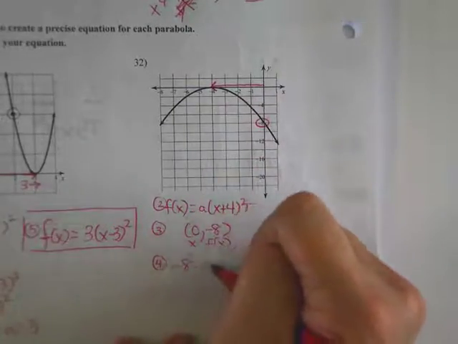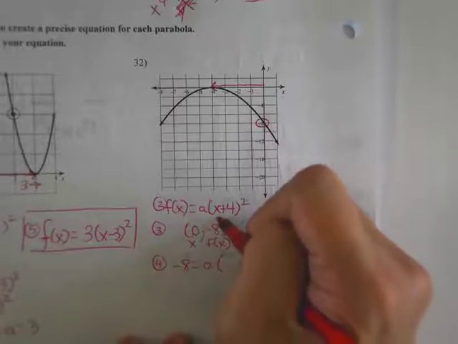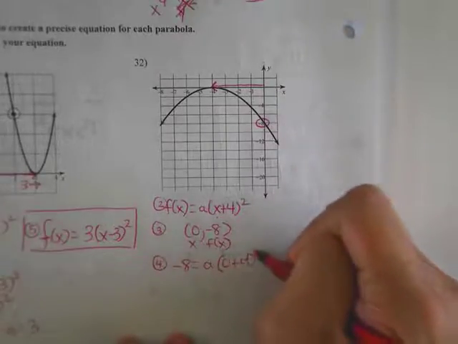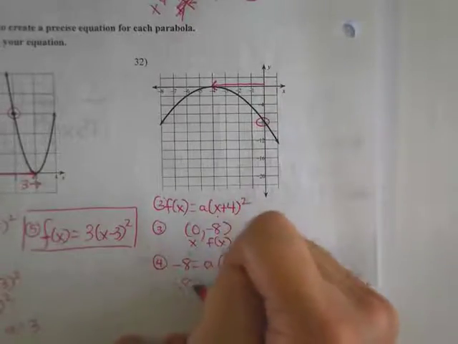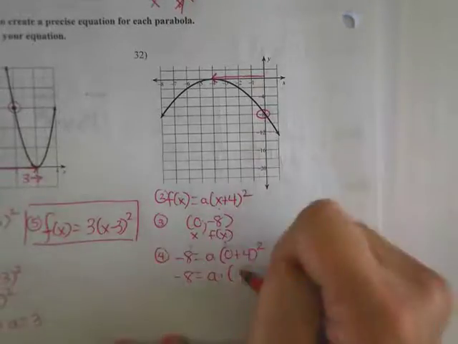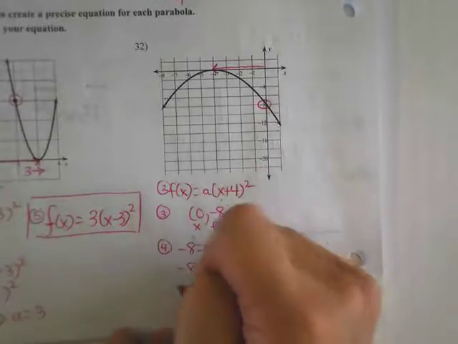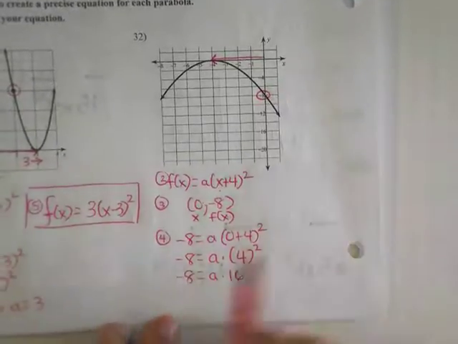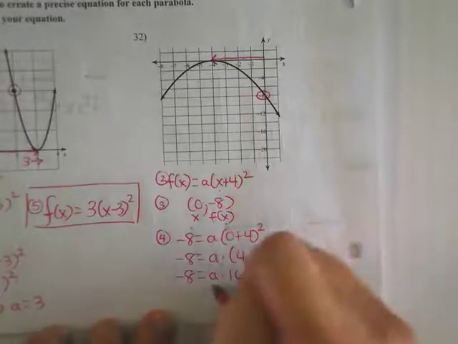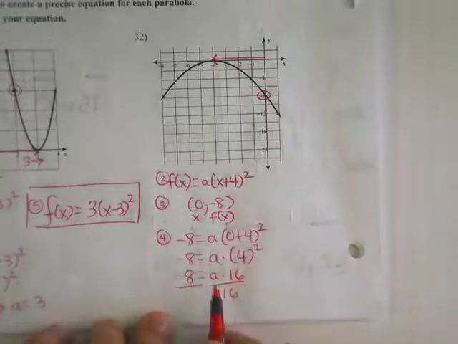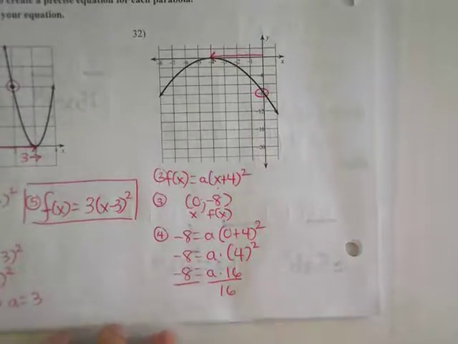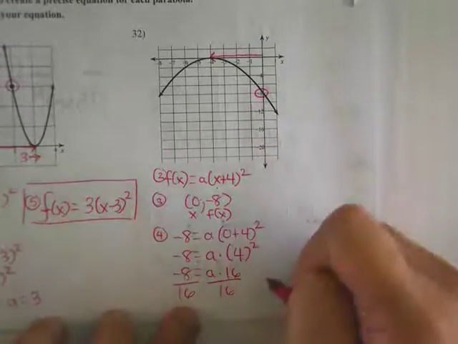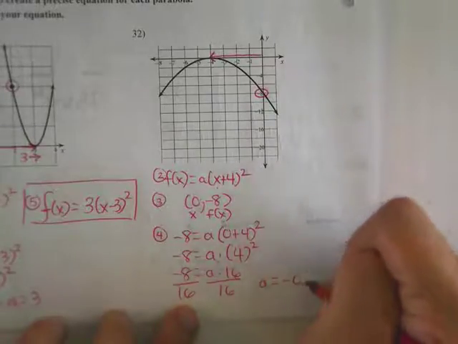Negative 8 is equal to a. Your x value is 0. 0 plus 4 squared. A times 0 plus 4 is 4. 4 times 4 is 16. We are not dividing both sides by negative 8, we're dividing both sides by 16, because that's the number by the variable. Your a value is going to be negative 0.5.